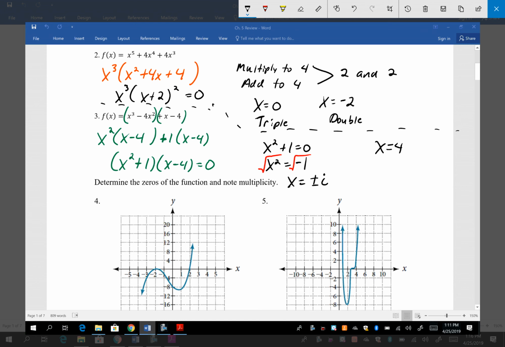Everybody good? I think we should do 4 or 5, because it's still talking about the same thing, but with graphs. So which one do you want to do? 4 or 5? 5? Perfect. That's my favorite number. Let's do 5. Can I erase number 3? Aiden? Yeah, good. Okay. All right.